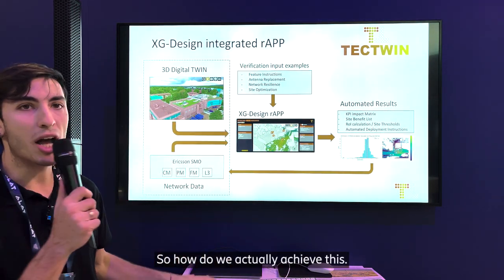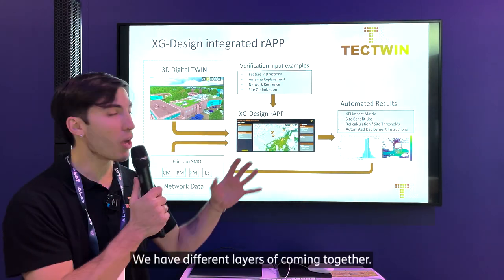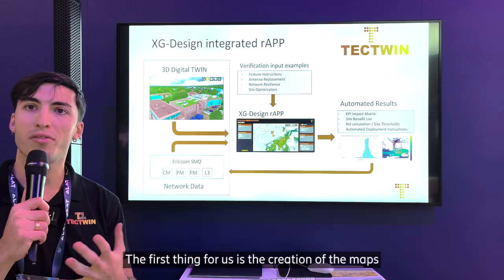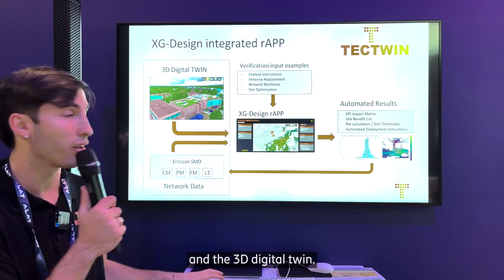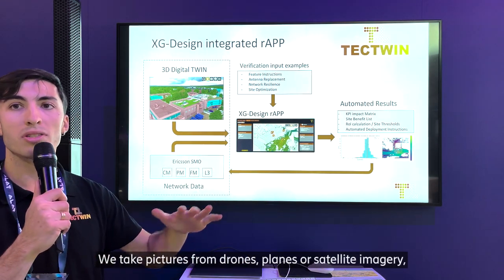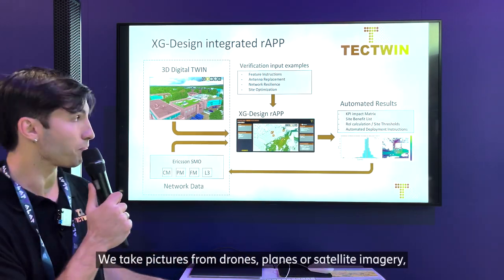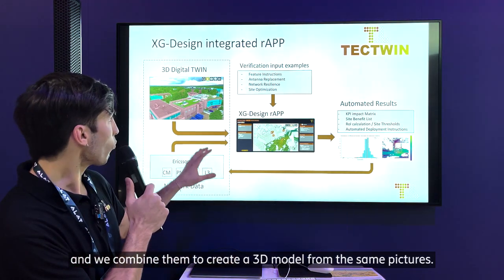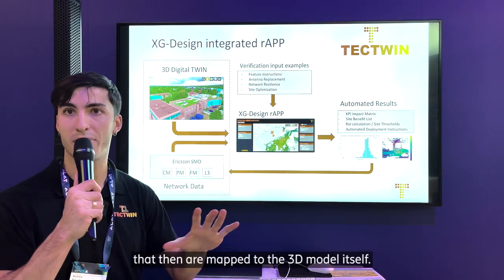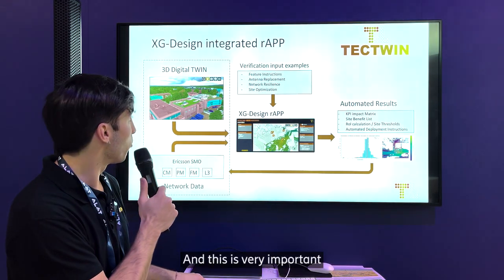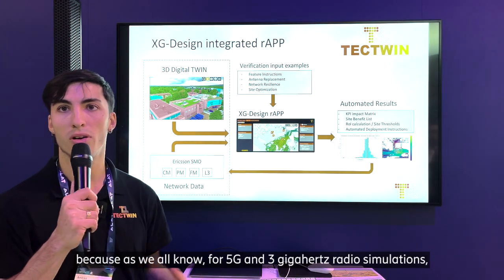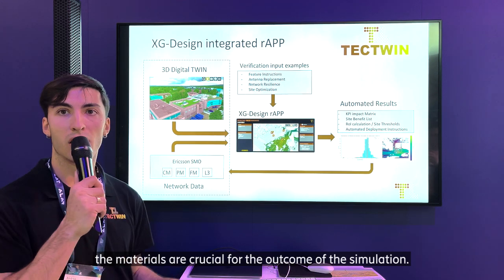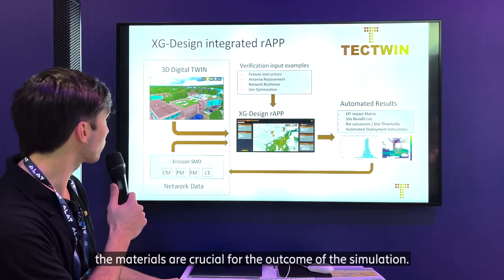So how do we actually achieve this? We have different layers that come together. The first thing for us is the creation of the maps and the 3D digital twin. We take pictures from drones, planes, or satellite imagery, and we combine them to create a 3D model. From the same pictures, we are also able to extract materials that are then mapped to the 3D model itself. And this is very important because, as we all know, for 5G and 3 gigahertz radio simulations, the materials are crucial for the outcome of the simulation.